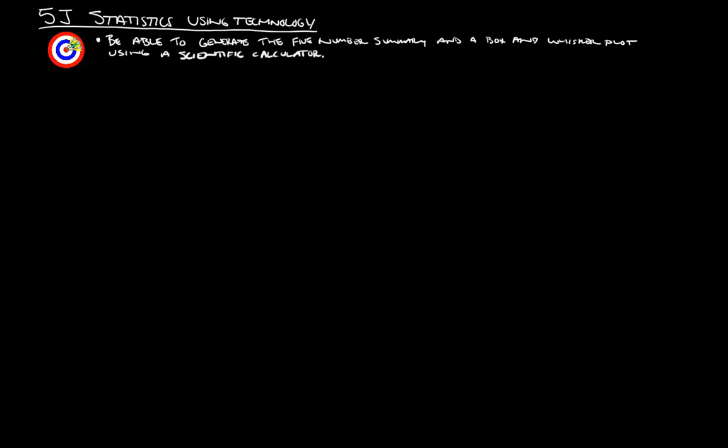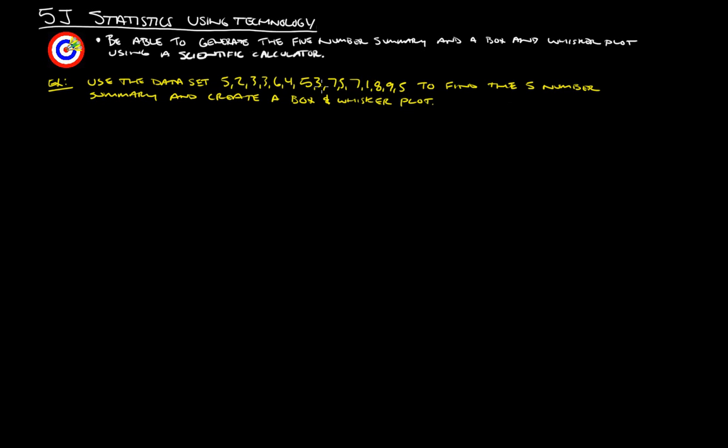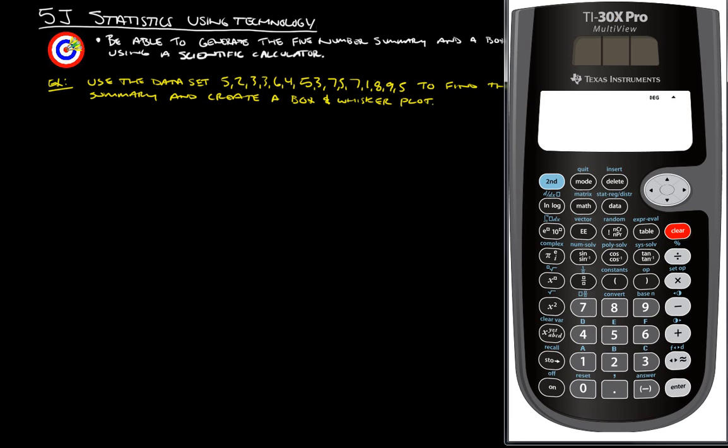All right. So first thing, use the data set to find the 5-number summary and then create a box and whisker plot. Now, on the graphing calculator, you can actually make the box and whisker plot show up. On the scientific calculator, you can't. But we'll just draw the box and whisker plot in our area here when we're done. We're going to figure out our 5-number summary using our scientific calculator.